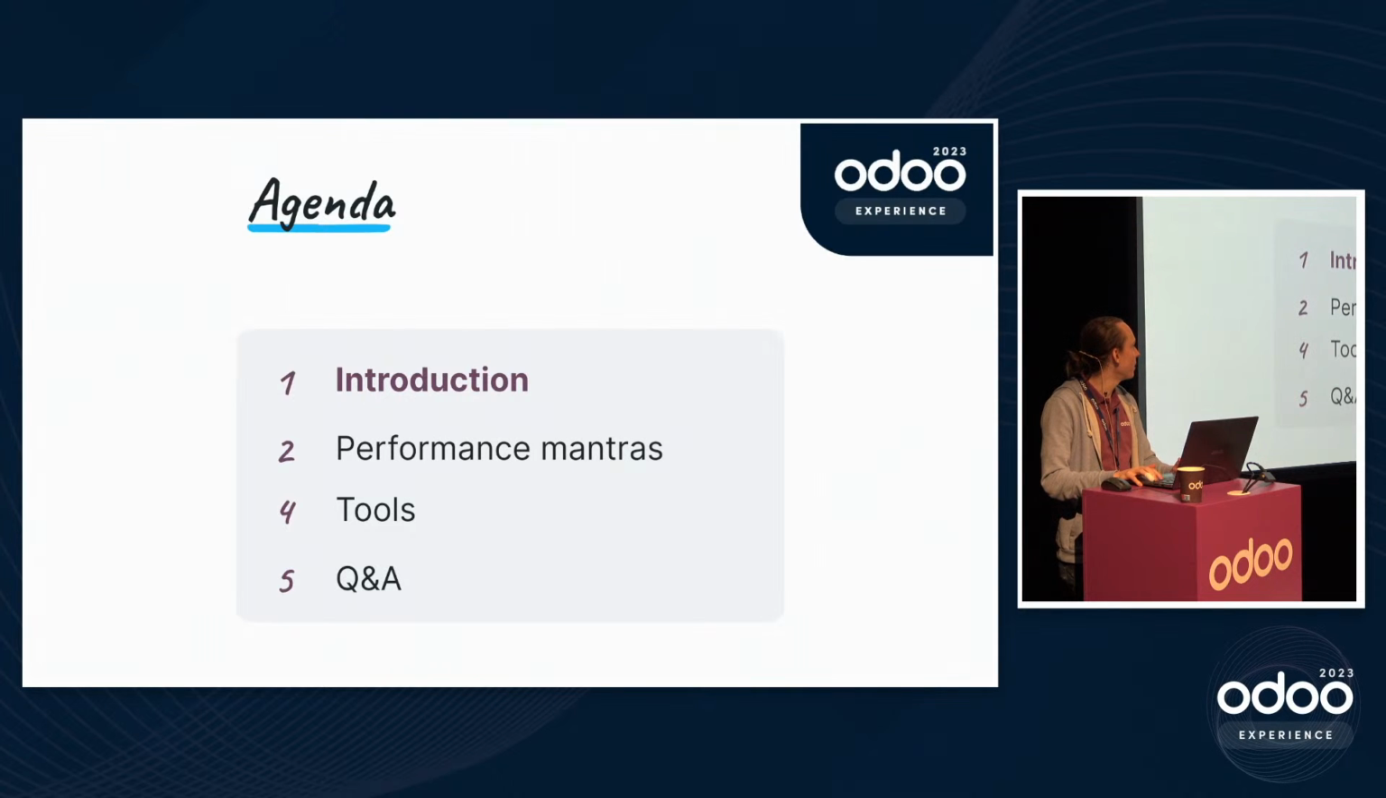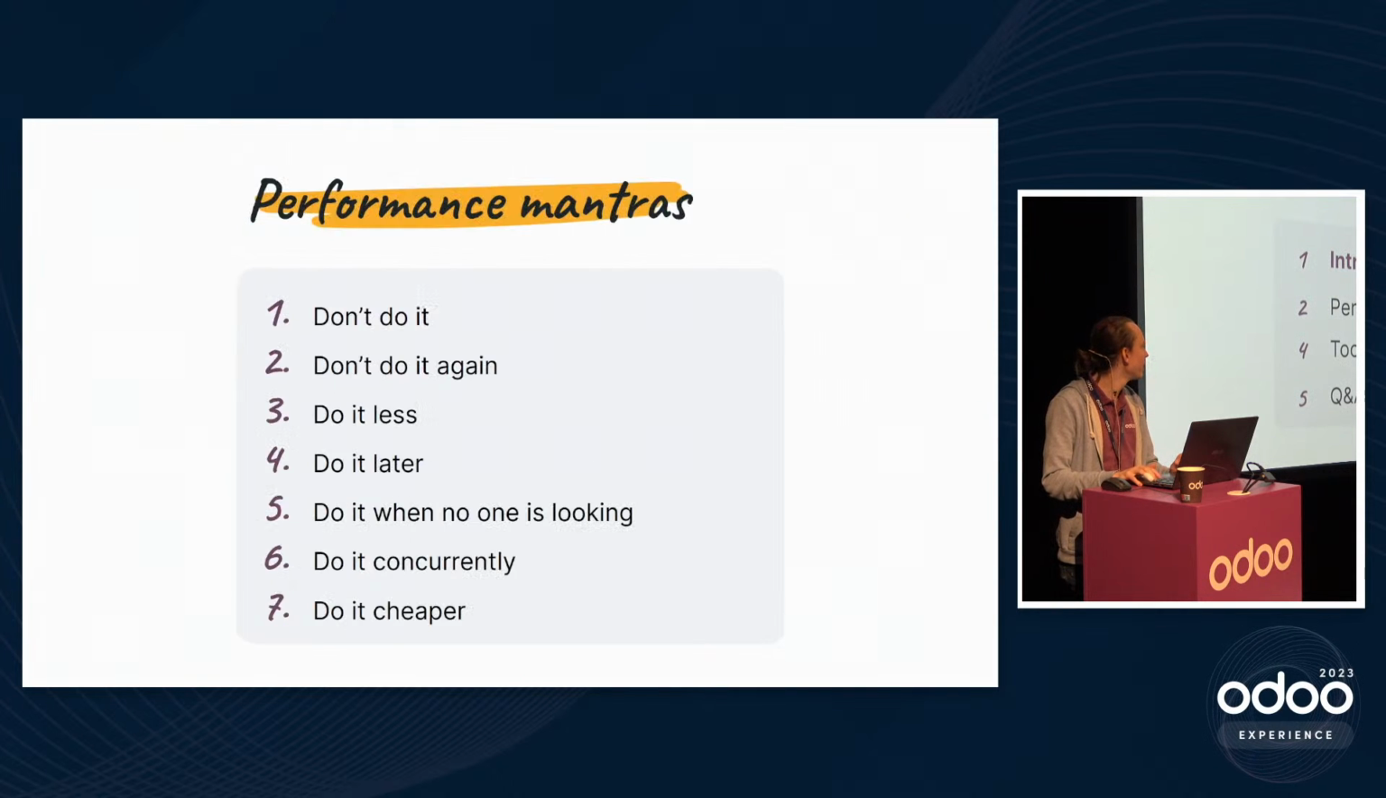So I'm going to start with the 7 performance mantras. Those are 7 steps to improve the performance of your applications that have been coined by Brendan Gregg, who's a performance engineer, previously at Sun Microsystems and then at Netflix. He has a great site about everything performance with lots and lots of neat tools and approaches to diagnose performance problems, and I warmly recommend that you check out his website.